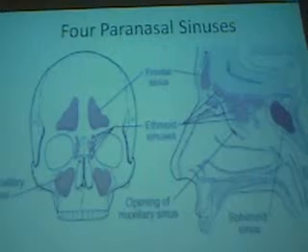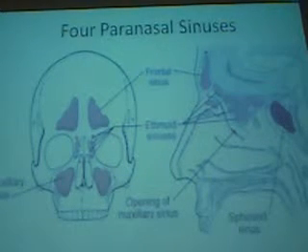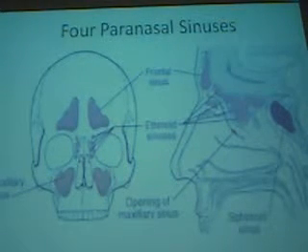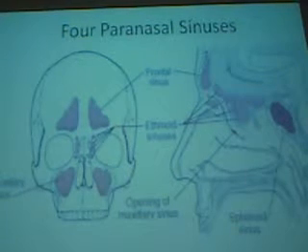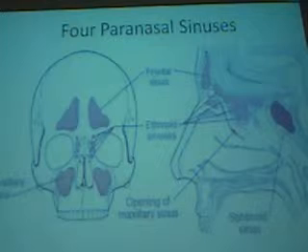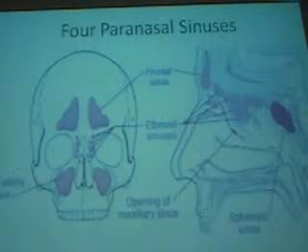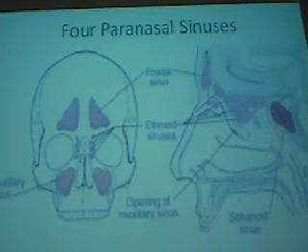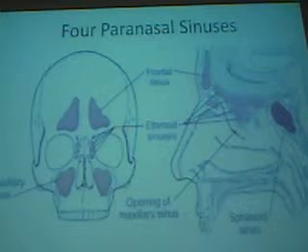You can't necessarily put a compress on your face to help increase or reduce inflammation. So sphenoid sinus is back behind the eyes in the nasal cavity. Ethmoid is kind of back in there as well. So those 4 sinuses do produce mucus which drain into the nasal cavity.